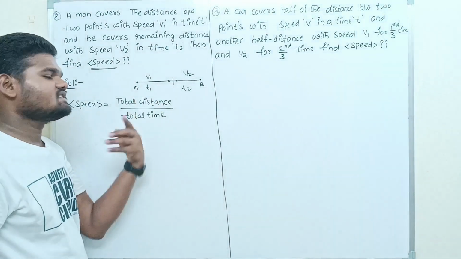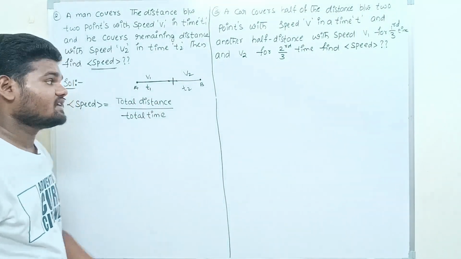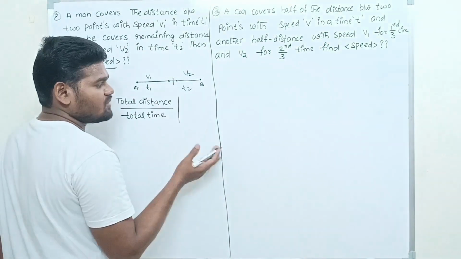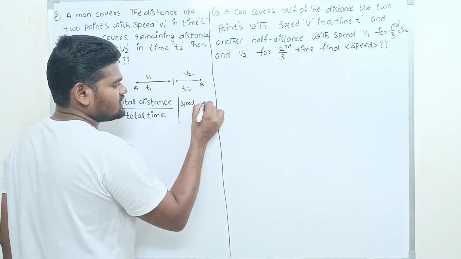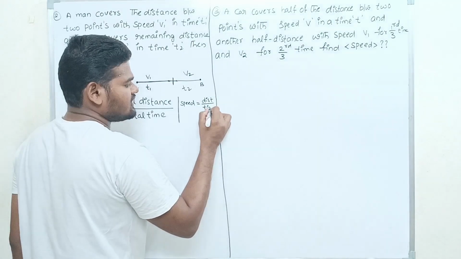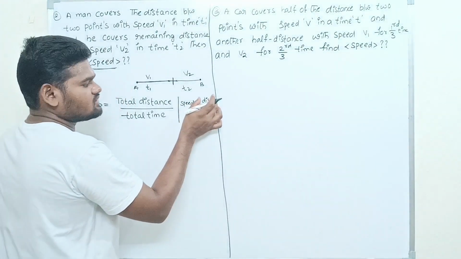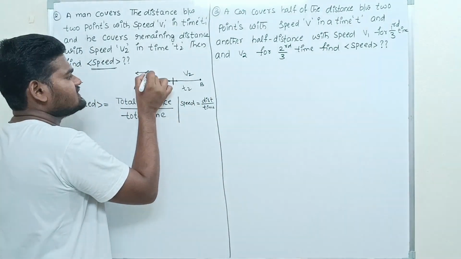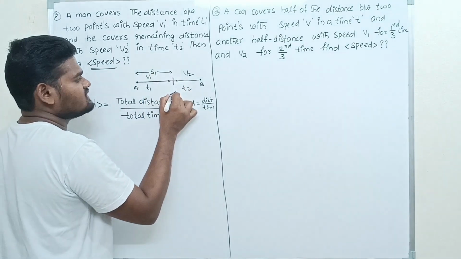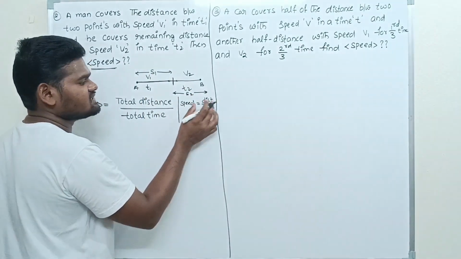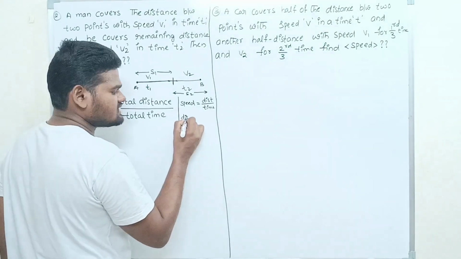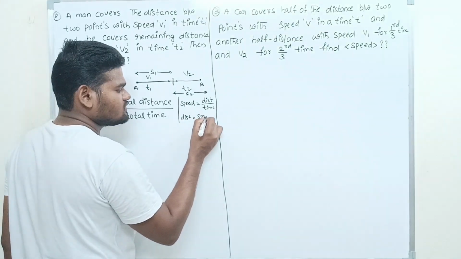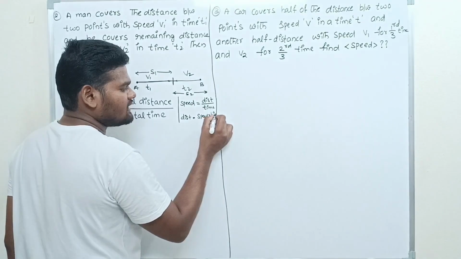So here distance is not given. But from the general formula of speed, we can write speed is equal to distance by time. So we don't know the distance. Let us say the first distance is s1 and the remaining distance is s2. From this formula, distance is equal to speed into time.